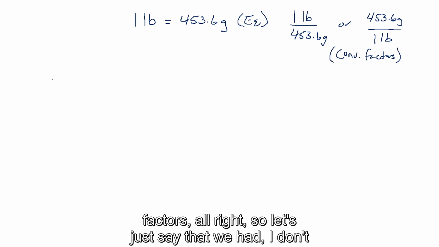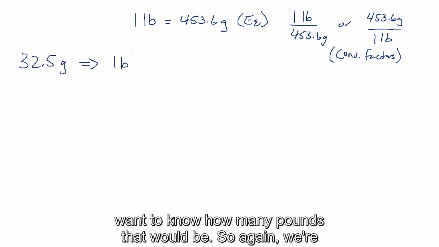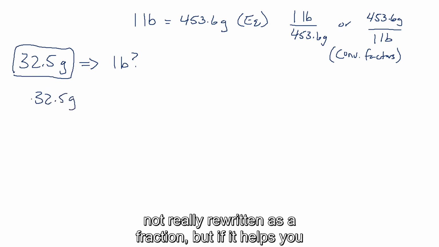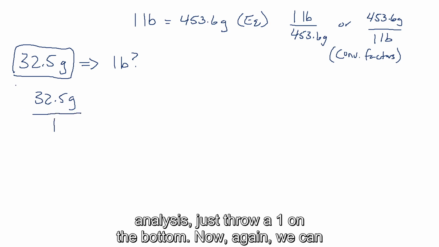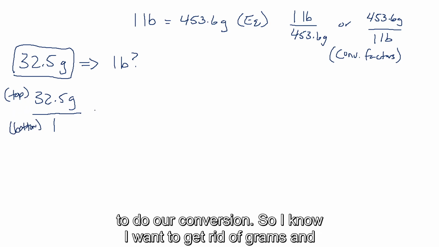All right, so let's just say that we had, I don't know, let's go with a nice made up number of 32.5 grams. And we want to know how many pounds that would be. So again, we're going to start with what was given to us. 32.5 grams. Again, not really written as a fraction, but if it helps you visualize top and bottom, which is important for dimensional analysis, just throw a 1 on the bottom. Now, again, we can see this guy's up on top. This guy's on the bottom. We're ready to do our conversion.